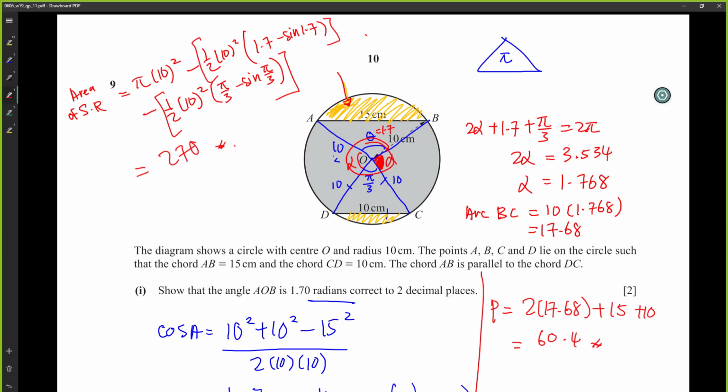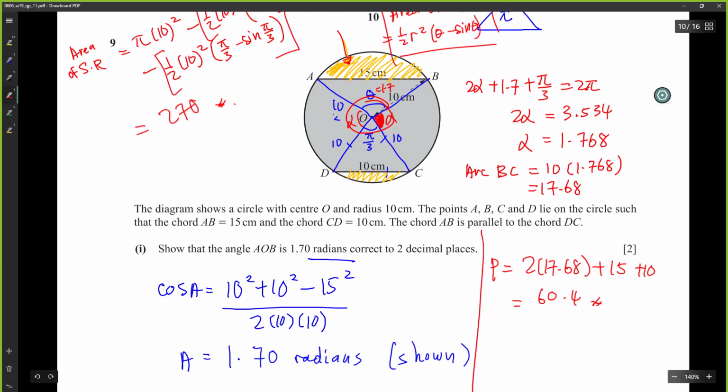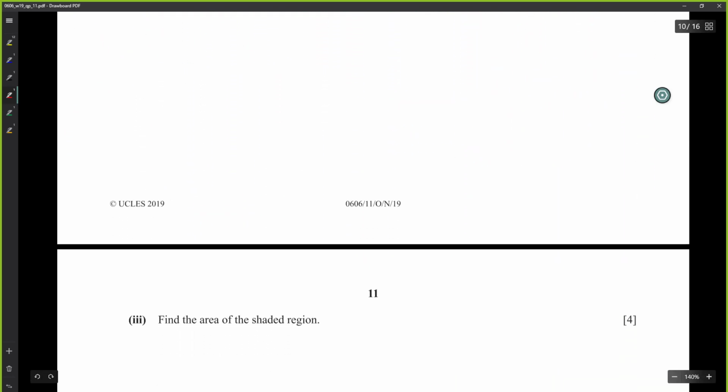Of course you can still do it slowly by finding the area of the sector minus the area of the triangle to get a segment. But as an MF student, please remember the formula for the area of a segment. It's not too hard to remember: half r squared, theta minus sine theta. You can write it in your formula list there, because I asked you guys to write in the first 10 pages, right? Just jot down this formula. It's very useful. It can save you some time for these 4-mark questions.